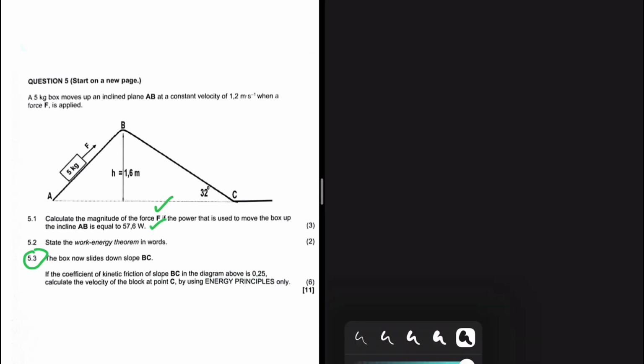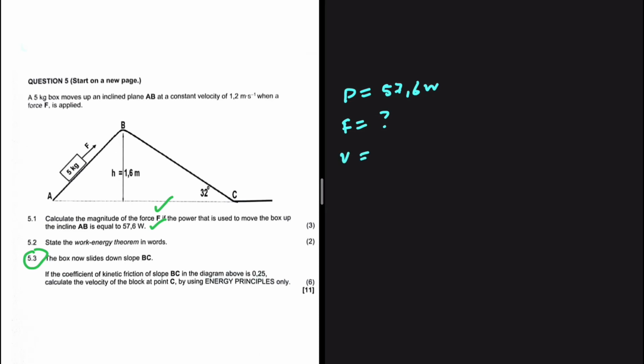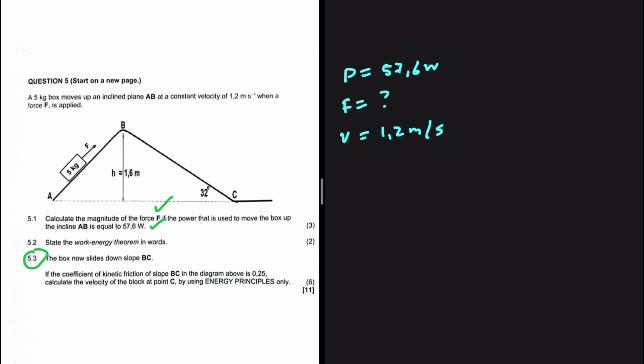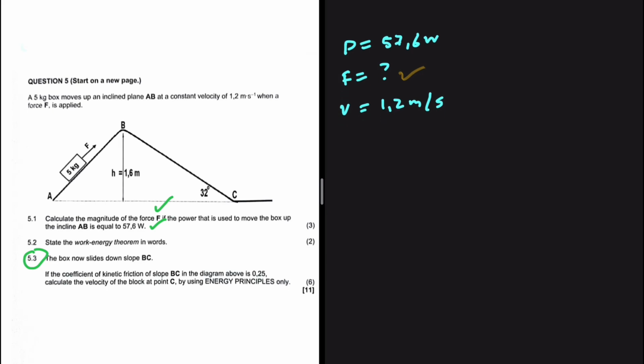So what is the information we have? We have the power. It is said to be equal to 57.6 watts. We are looking for the force. We have the average velocity, the constant velocity. I mean, we have V being equal to 1.2 meters per second. So how can we find the force with these three variables? You just need to recall that the average power is equal to the force multiplied by the average velocity.